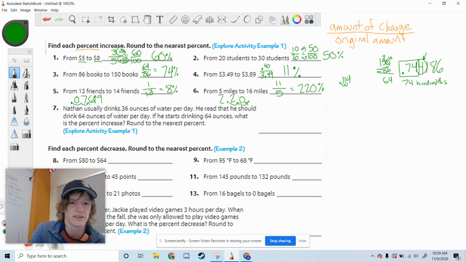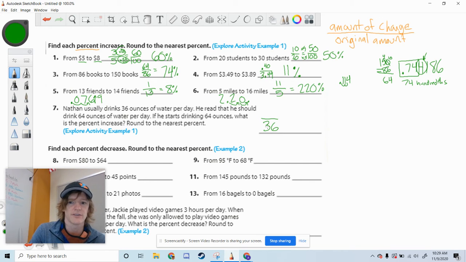For number 7, Nathan usually drinks 36 ounces of water per day. So normally it's 36. That's his original amount. He read that he should drink 64 ounces of water per day. If he starts drinking 64 ounces, what is the percent increase? Round to the nearest percent.